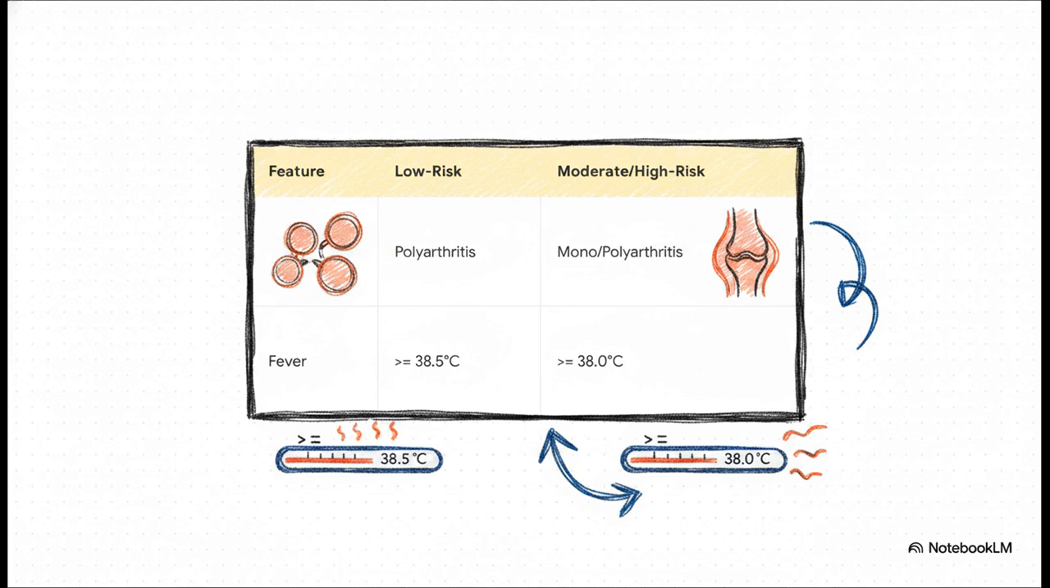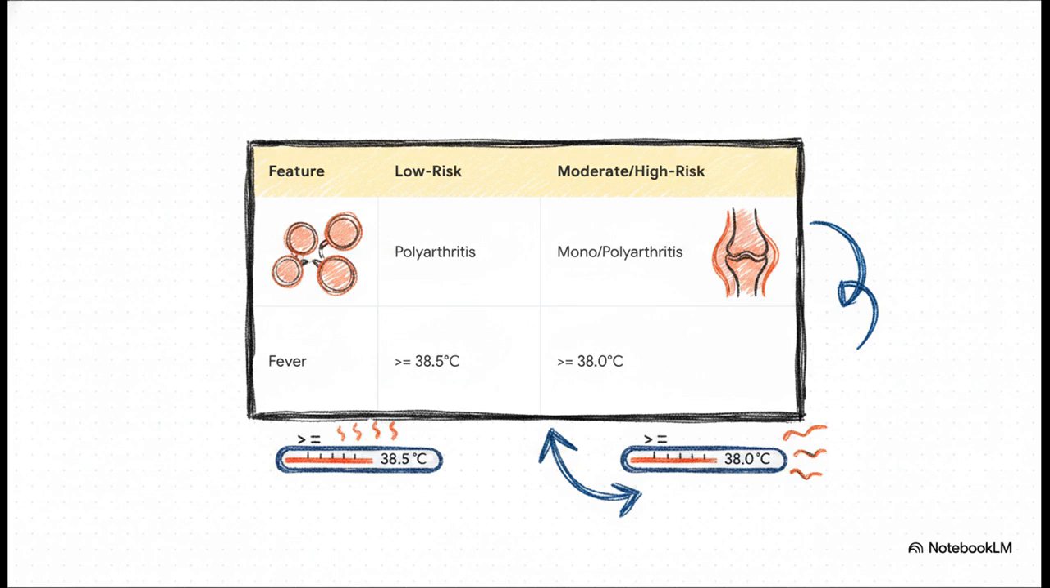Let's say you're in a low-risk population. Joint involvement only counts as a major criterion if it's full-blown polyarthritis. But if you're in a moderate or high-risk population, the bar is lowered. Even monoarthritis or just polyarthralgia qualifies as a major criterion.